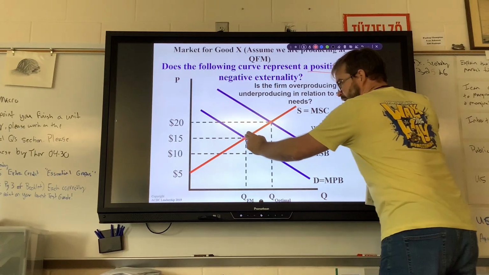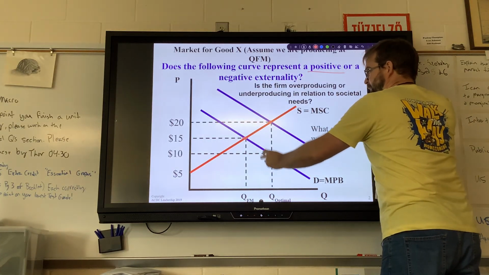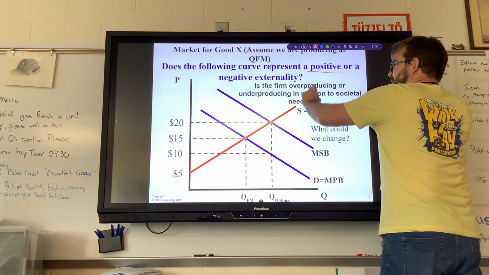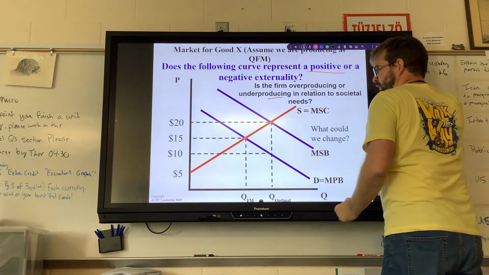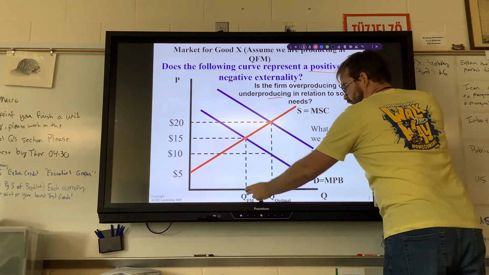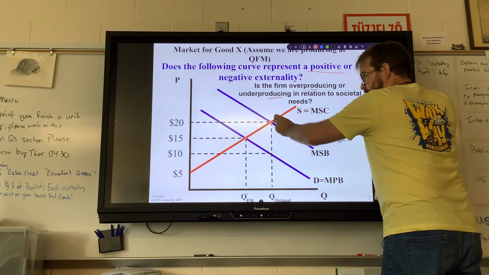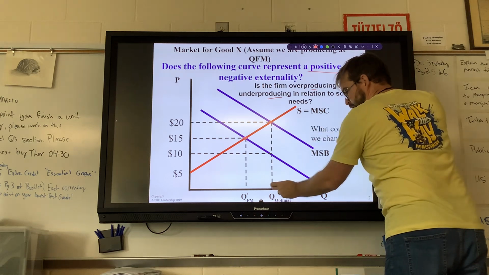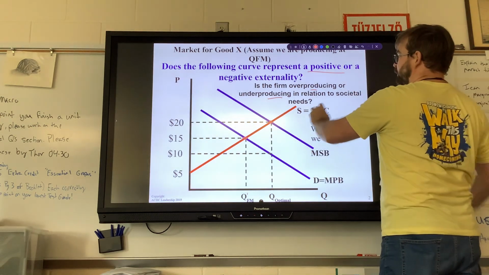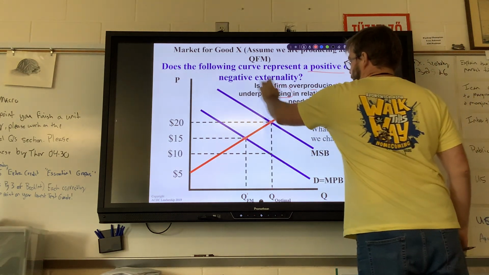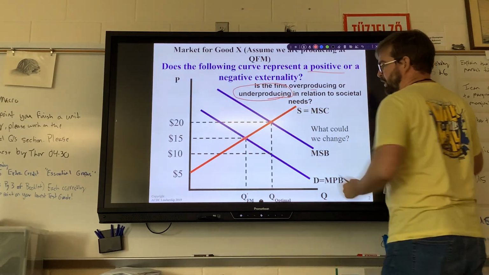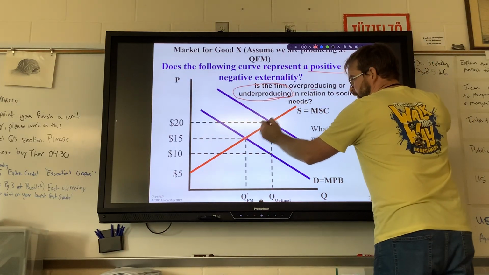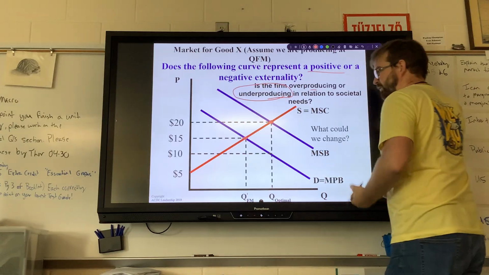And if we're producing at this free market level, right, we've got to think about whether we're overproducing or underproducing this good, right? If we're producing this much, but society, Q optimal, the socially optimal point, wants us to produce this much, then we're currently underproducing this good, that we're not producing enough of it, right? So society wants us to make more. The social benefit outweighs the private benefit.